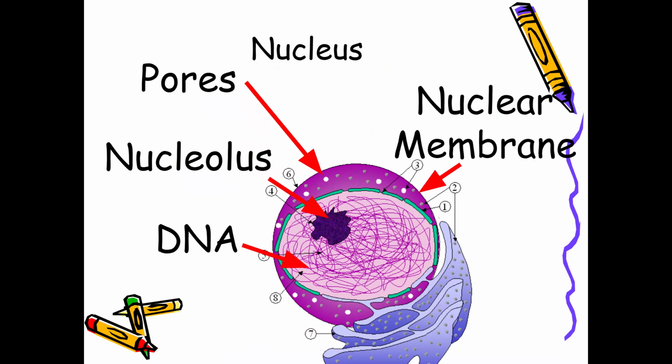All right, so here's a picture that you can see. We've got our nuclear membrane, which is around the outside. It's got the pores or the holes that let molecules in and out. And then you've got your DNA inside, which is all this squiggly stuff. And then your nucleolus is this dark patch here, and that's where ribosomes are made.